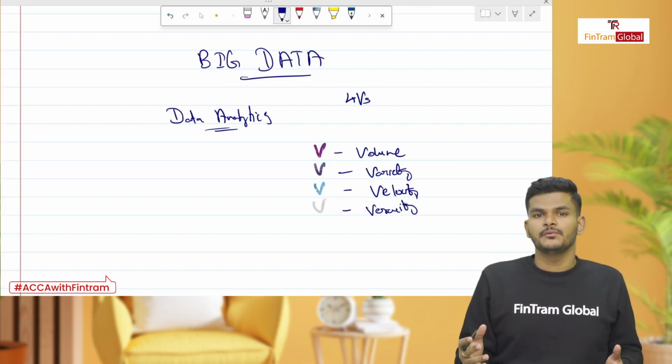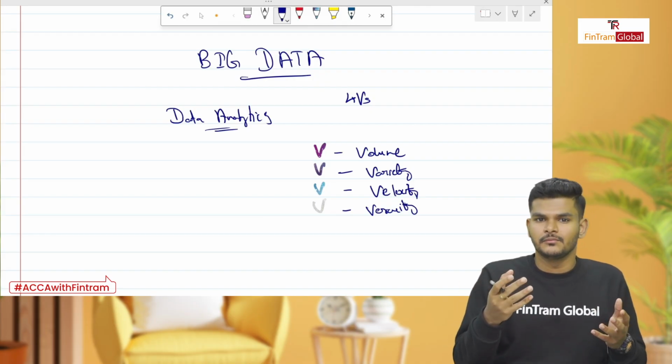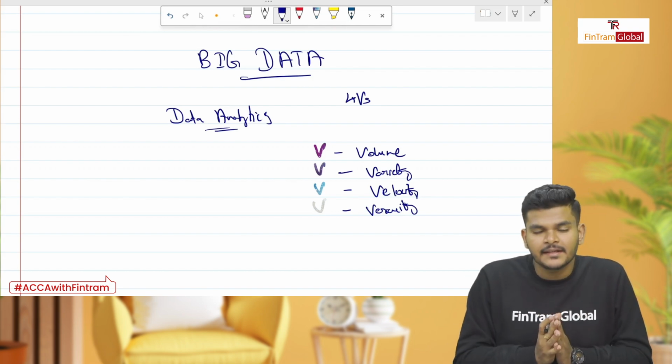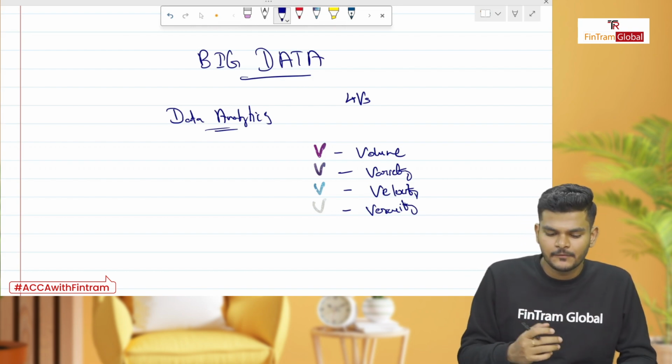Velocity is the speed at which we can get this data. And as we all know, we can get data in milliseconds, I guess, not even seconds, right? Even less than seconds, right? That's basically the idea behind velocity.